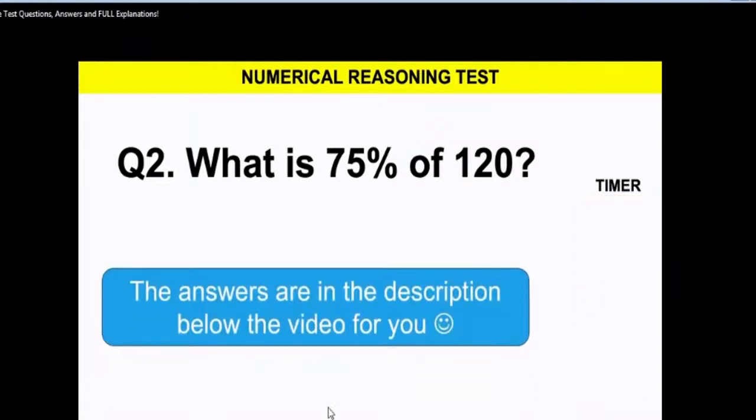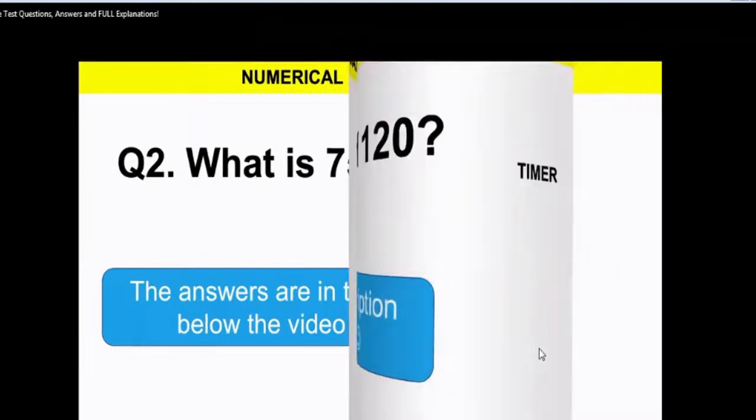Excellent. Well done. And I have put the answers to the questions in the description below the video for you. So check them out as you work through each of the questions. Now, that timer is relatively low. You will get a little bit more time than that in your real IQ and aptitude test. And if you find you need to pause the video to have more time, that is absolutely fine. And if you want to use a calculator too, you can do.